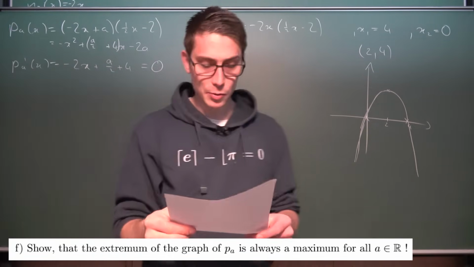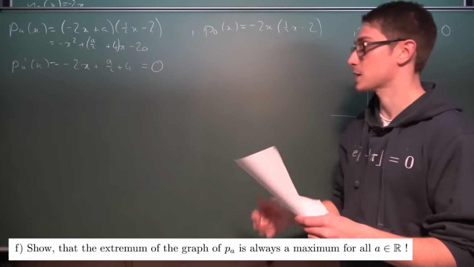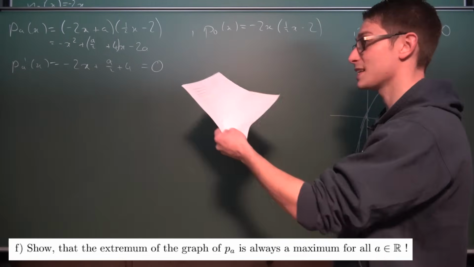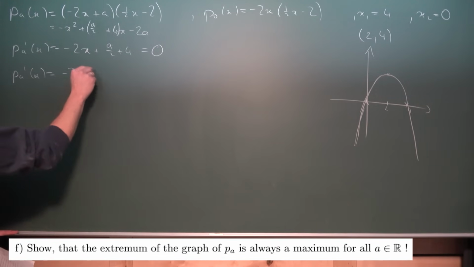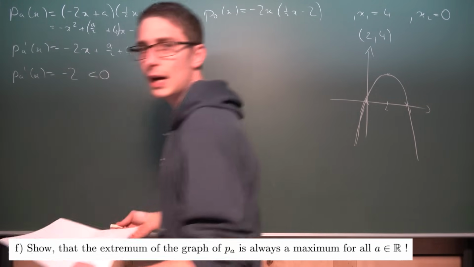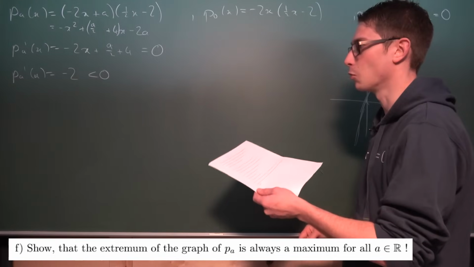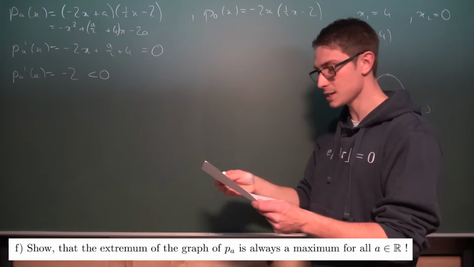Okay, in the normal case, we only need to show that it's always a maximum. So what you would do, this right here is the necessary condition. You would go for the sufficient condition. P_A double prime of x is going to give us negative 2, and this is less than 0, giving us a maximum overall. So this already concludes the exercise.